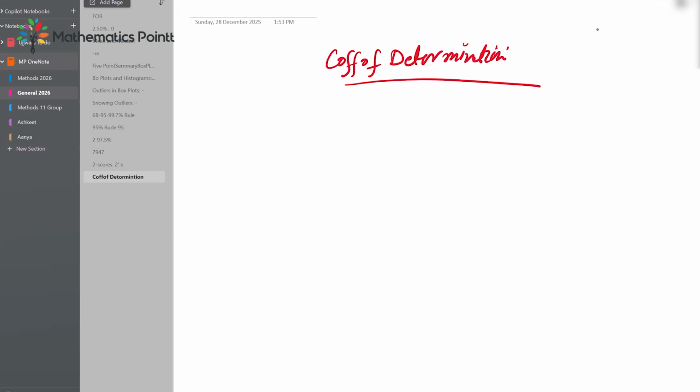So my coefficient of determination tells me what percentage of RV, the response variable, is dependent on my EV.